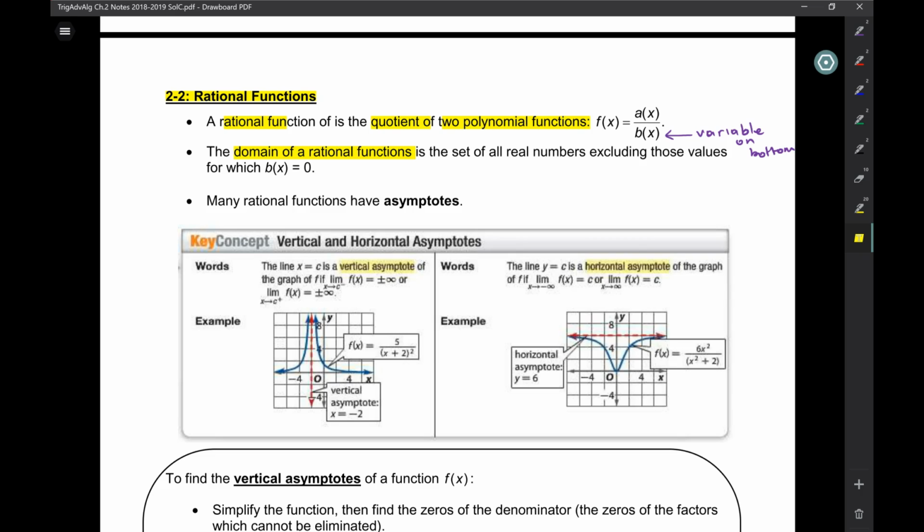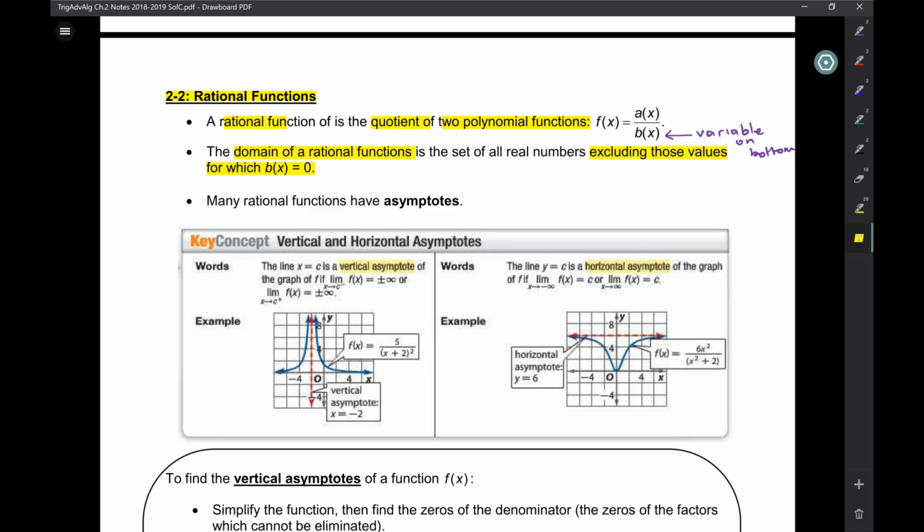So in short, rather than saying what the domain can be, normally we just say what it cannot be, and it's a little bit more efficient. Okay? So we exclude those values for which the denominator is 0. So it's like all real numbers. Right. But not 0. Right.